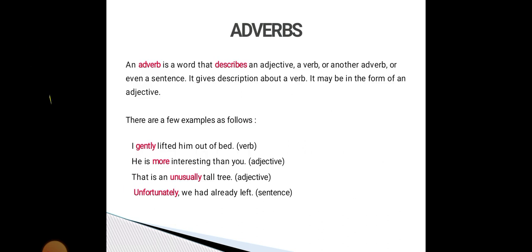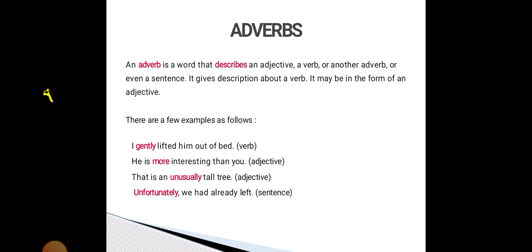Next, we can see about adverbs. An adverb is nothing but a word that describes an adjective, a verb, another adverb or even a sentence. It gives the description about a verb. It may be in the form of an adverb, or it may be in the form of an adjective. There are a few examples as follows.